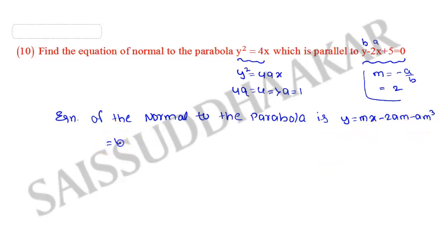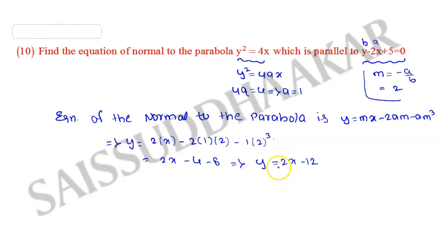So here replace m. The m value is how much? 2. So replace it as 2 into x, minus 2 into a, where the a value is 1 and the m value is 2, minus a times m cube, that is 1 times 2 cube. So this is equal to 2x minus 4 minus 8, which implies the line equation is y is equal to 2x minus 12.